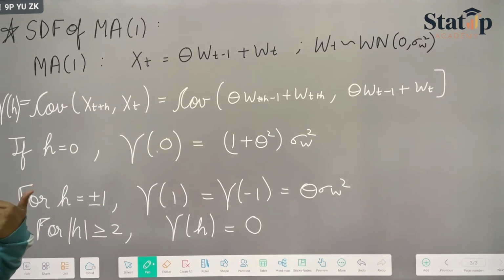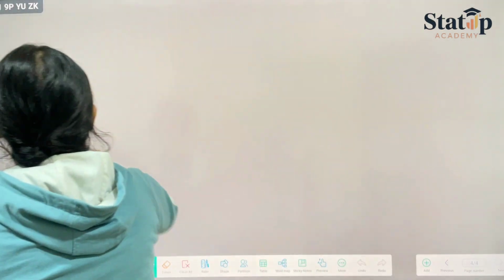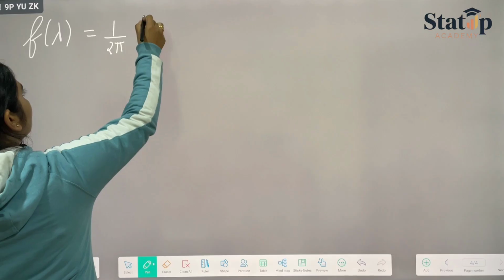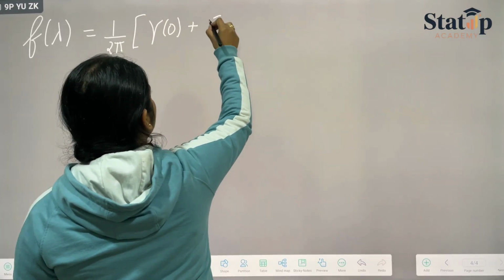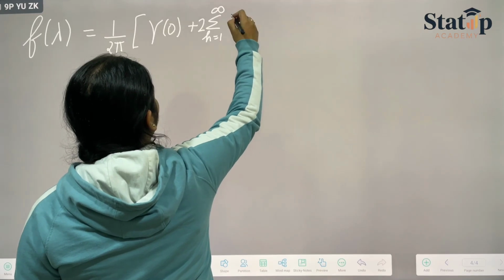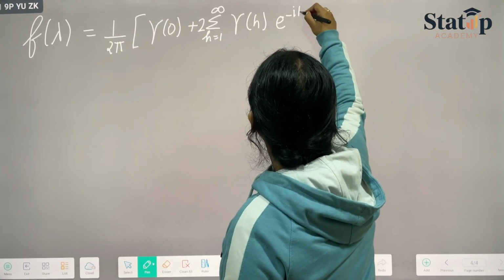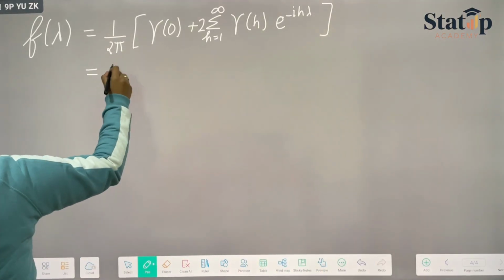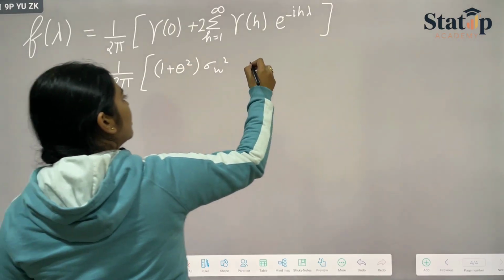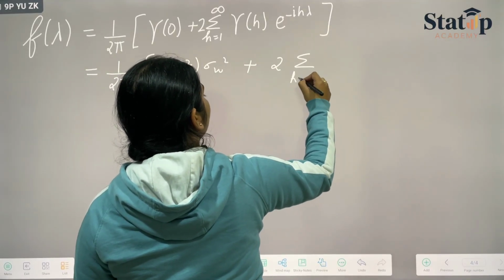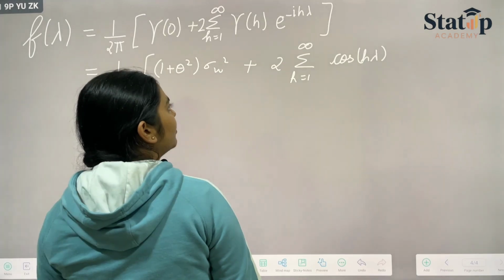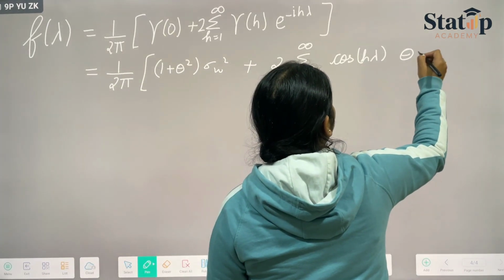I'm writing the direct results, and now we'll find the spectral density function. We know that the spectral density can be written as f(lambda) equals 1 upon 2 pi, gamma naught plus summation h goes from 1 to infinity of 2 times gamma h into e raised to the power minus i h lambda. Now we can just simply replace the values. Here it is (1 plus theta square) into sigma_w square plus 2 into summation h goes from 1 to infinity of cos h lambda. The e raised to the power minus i h lambda can be converted to cos h lambda, and gamma h is nothing but theta sigma_w square.